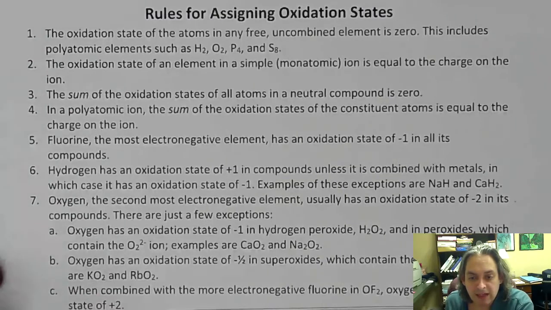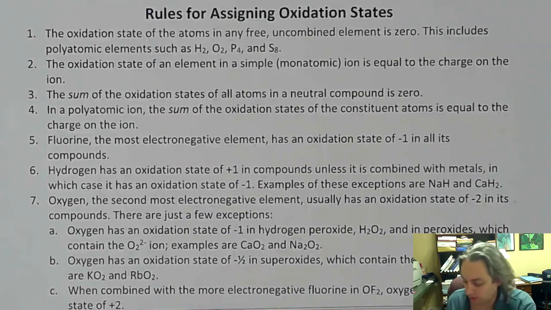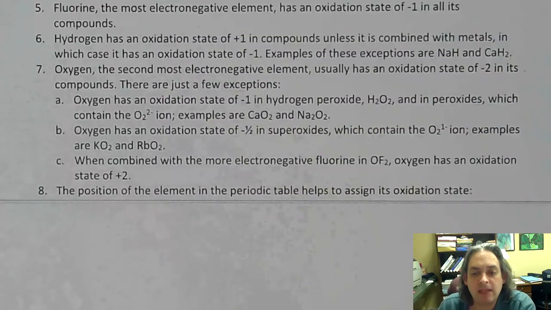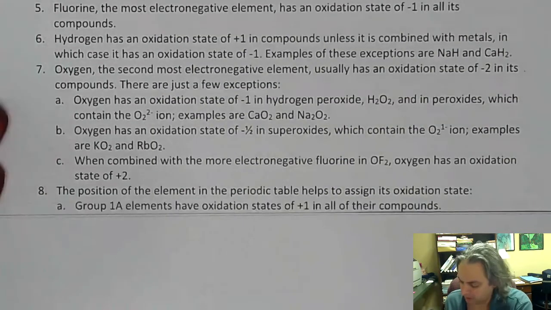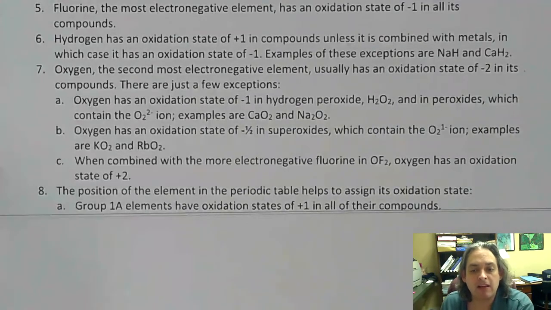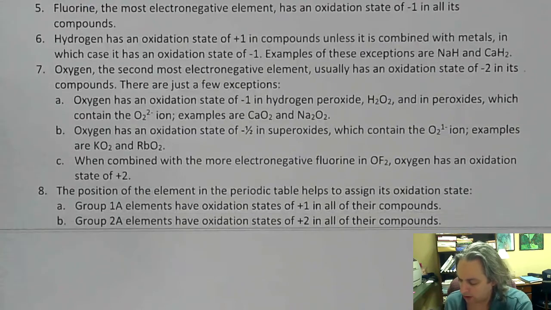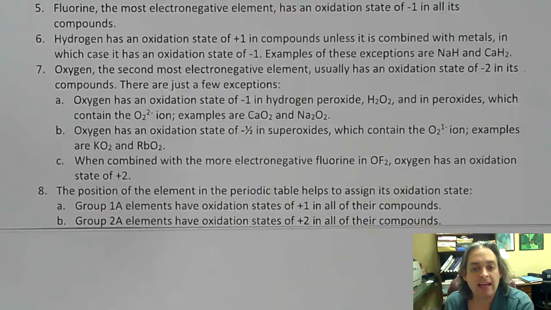When combined with the more electronegative fluorine in OF2, oxygen has an oxidation state of +2. The position of the element in the periodic table helps to assign its oxidation state. So group 1A elements have oxidation states of +1 in all of their compounds. Group 2A elements have oxidation states of +2 in all of its compounds.